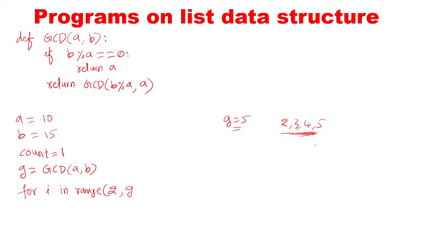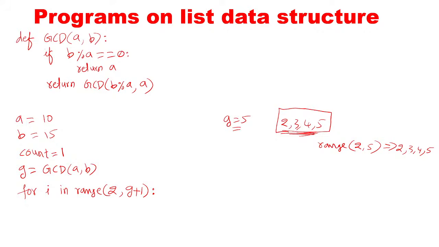When you say range from 2 to 5, what kind of numbers does it generate? It stops before the number I said. So it generates the sequence 2, 3, 4. It stops at 4 only, but we also want the 5 to be generated. In such a case, what do you need to do? You need to add plus 1 here. g plus 1, 5 plus 1 is 6. 2 to 6 generates the sequence 2, 3, 4, 5. This sequence is generated here.